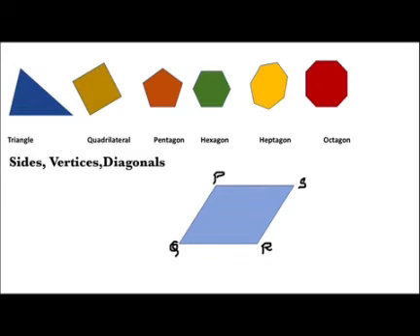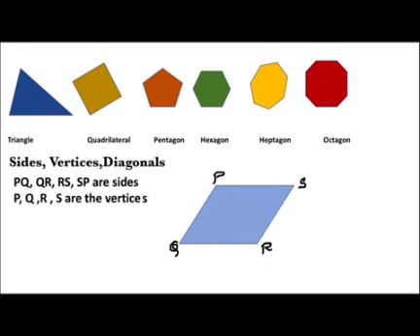What is a diagonal? A diagonal is a line segment which joins the opposite vertices of a figure, of a polygon. Okay, now if I join the opposite vertices, that is P and R, with a straight line segment, I get one diagonal. Likewise, how many diagonals are there in this figure? Can you all guess? Yes, children, how many diagonals are there in this figure?